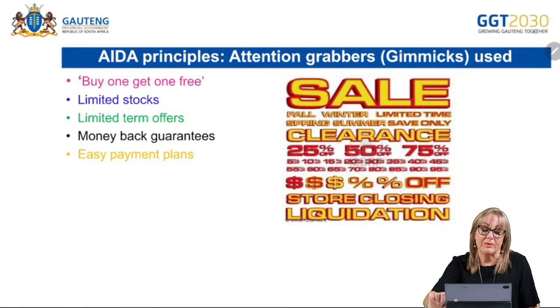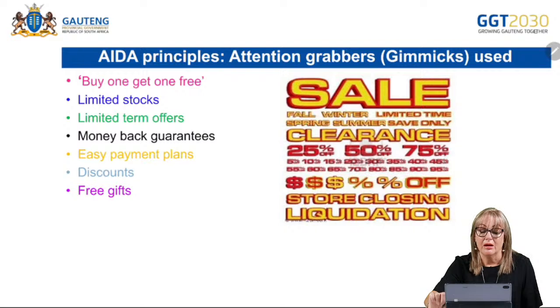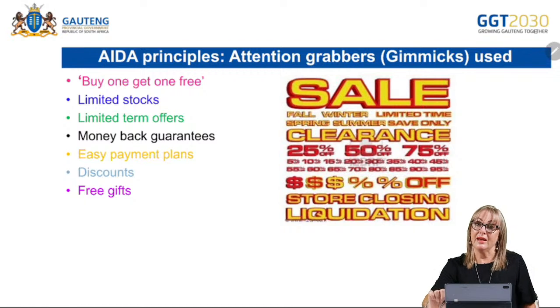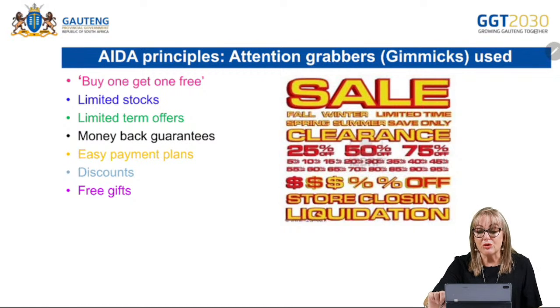They sometimes say they give you the option of an easy payment plan. Lots of times they use this with furniture sales. Or they say you can get a discount for cash. Free gifts. Oh, isn't that nice? Yes, I want to purchase this. All right, I'm going to spend 1,000 Rand more now than what I normally would, but at least I'll have a free gift. That persuades people.